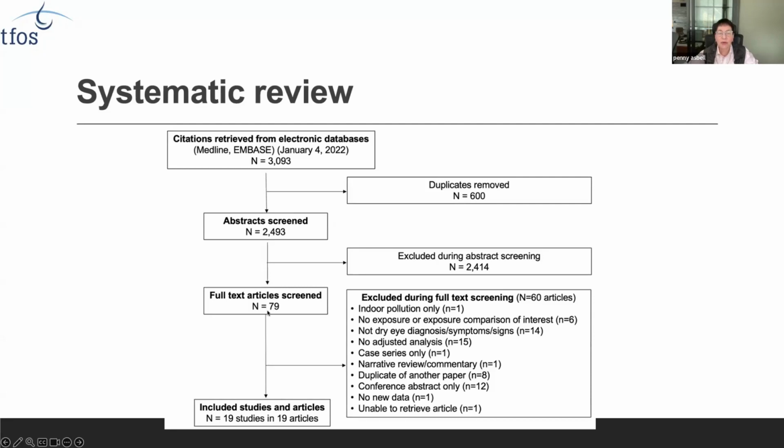Why did they exclude so many, over 2,000? Some of them were duplicated. Some were only indoor pollution. They had no comparisons. They didn't have a dry eye diagnosis. They didn't adjust their analysis. There were all sorts of reasons that they gave here. To be honest, they didn't actually explain why they excluded these 2,000. These were additional ones they excluded. So even from the 79, they ended up with 19 studies they actually used to answer their specified question. Again, 19 studies, 10 countries.